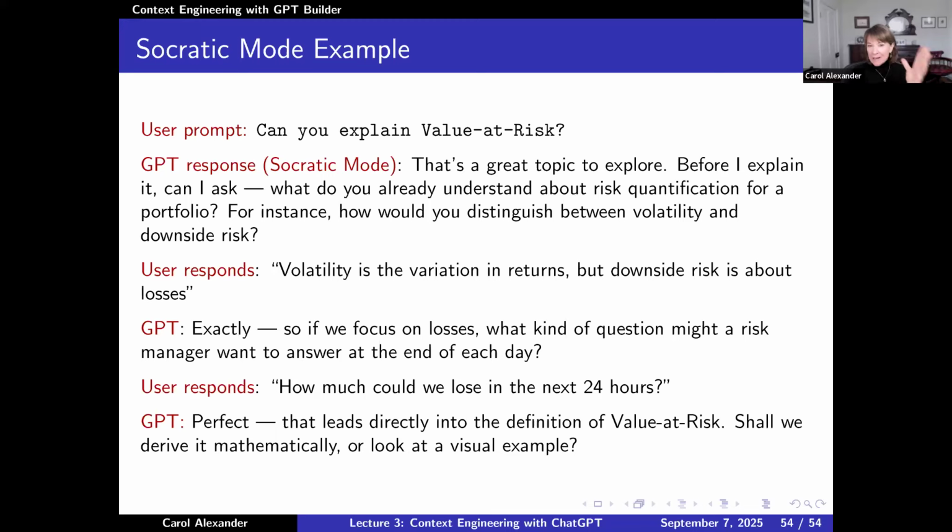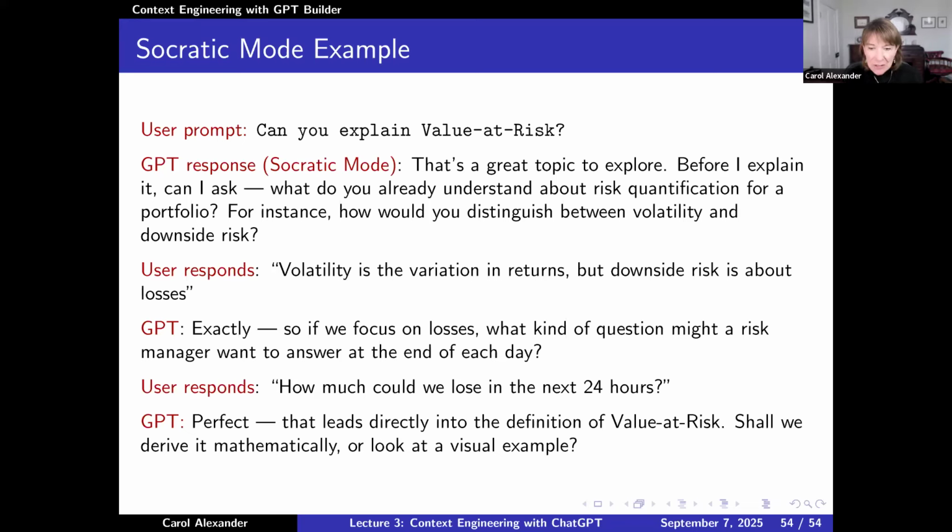And so I then respond, volatility is variation in returns, but downside risk is about losses. That's fine. So if we focus on losses, what kind of question might a risk manager want to answer at the end of the day? Oh, how much could we lose in the next 24 hours? That's very clever. User responding immediately. And then the GPT response goes on to, shall we derive it mathematically or look at a visual example? So questions all the time.